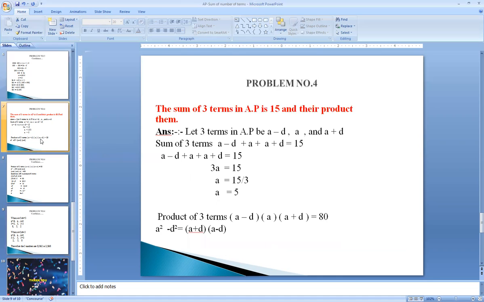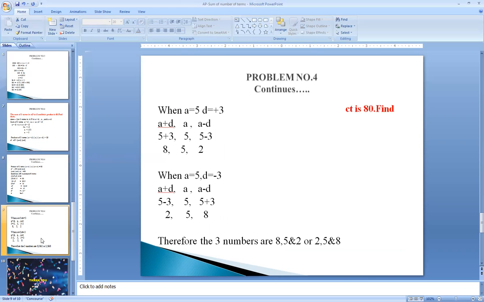Now, the values they have given: if you add the three numbers, the sum should become 15, and the product should become 80. Let us check whether it is correct or not. If we add 8 plus 5, that is 13, and 13 plus 2 is 15. And here also, 2 plus 5 is 7, and 7 plus 8 is 15.